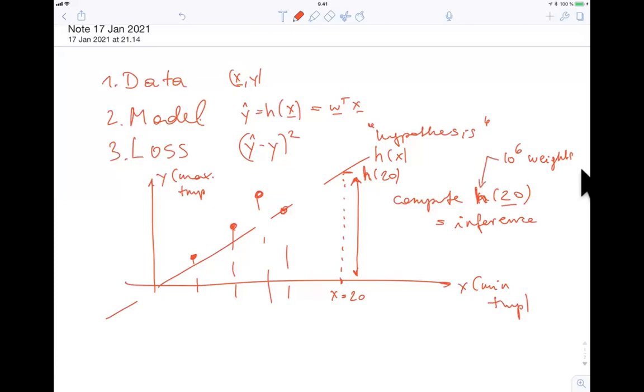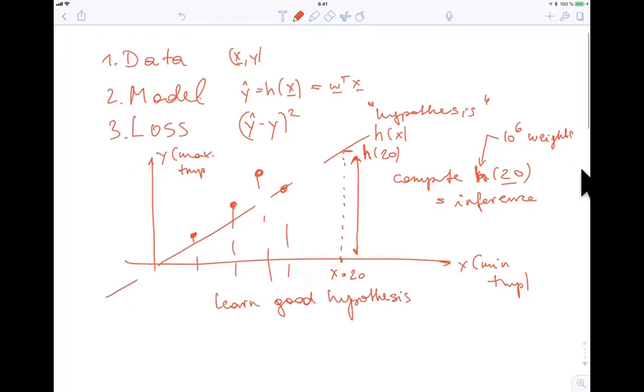However, in machine learning we are interested in an even more difficult problem. We want to learn a good hypothesis, because we have several of these hypotheses. Machine learning is always based on more than one hypothesis. So we have a whole space of hypotheses, or hypothesis space.